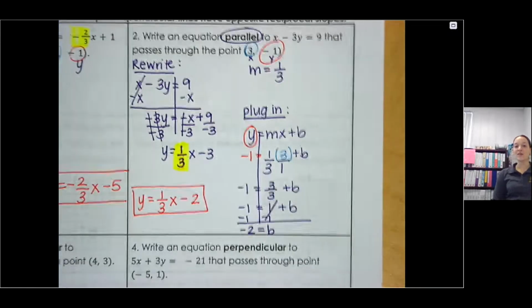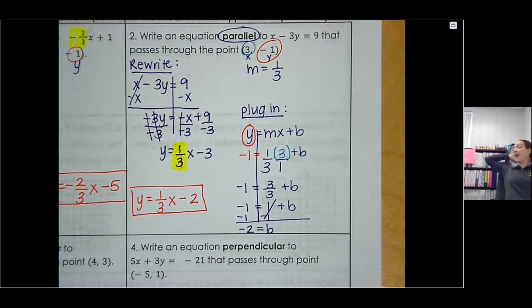Okay, first of all, did you rewrite the equation correctly? That's okay. If you make a mistake, you fix it.